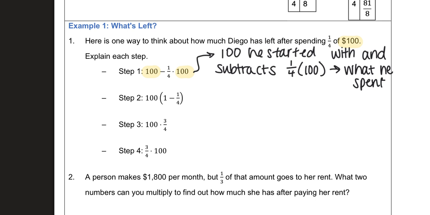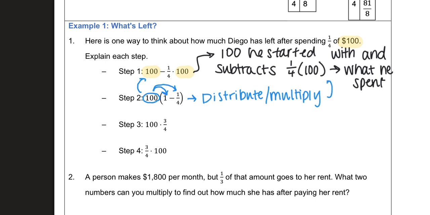Then in step 2, the only thing we did in step 2 is if you take this 100 that's out front, if we multiply to the 1 and the 1/4, we end up back at step 1. So if we applied the distributive property, we could say distribute / multiply. We'd be back at step 1, okay? That's all that's happening there.